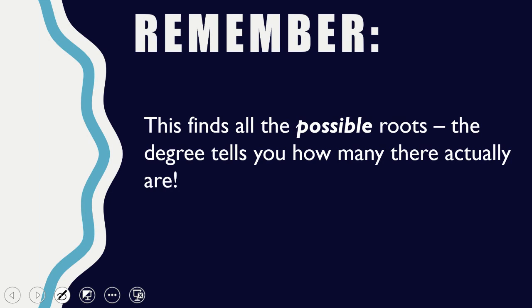So this is kind of just a little blurb on the rational zeros theorem. It tells you how to find all the possible zeros, and then you can go from there and figure out which ones actually work.